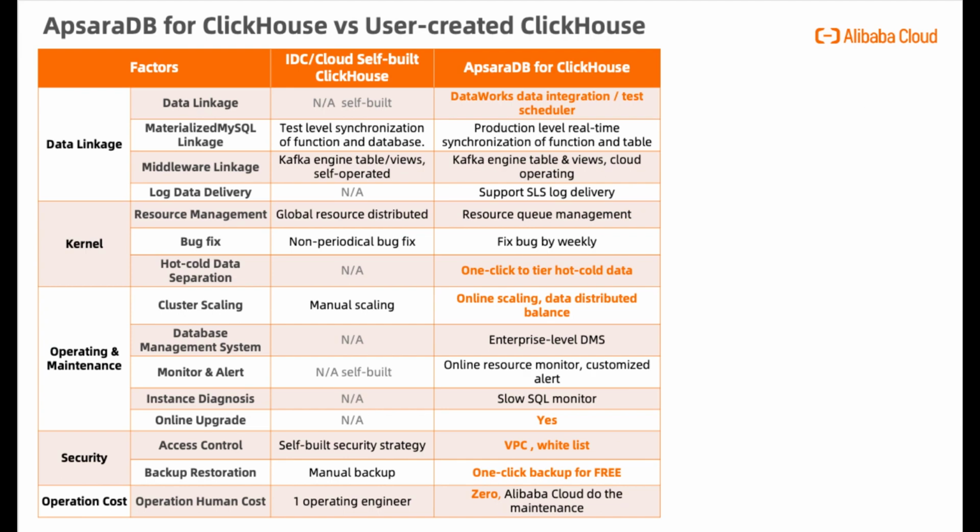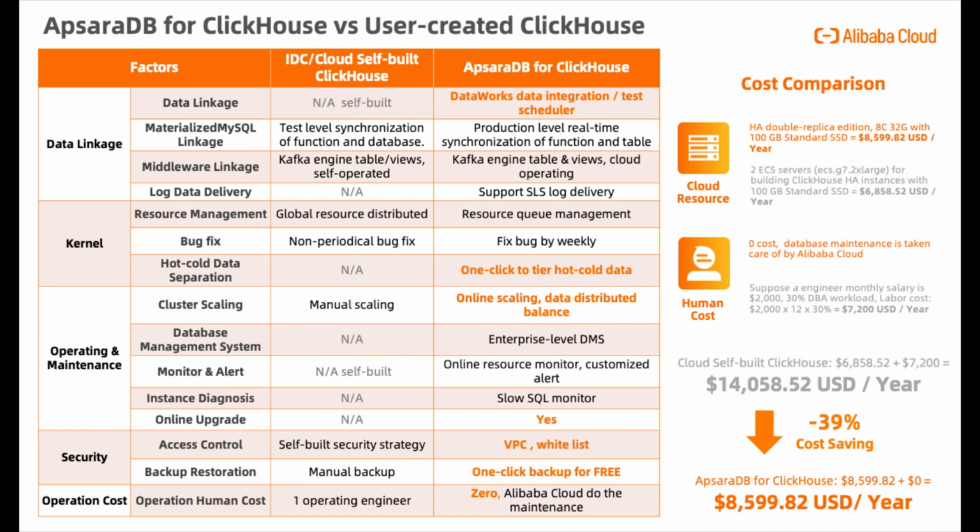And the last part is the operation cost. Generally, especially for our enterprise customers, you require at least one operating engineer. However, if you use ApsaraDB for ClickHouse on Alibaba Cloud, you need zero human cost on operation, because Alibaba Cloud does the maintenance for you. So we are talking about cost, right? Let's see the cost comparison between self-built ClickHouse and ApsaraDB for ClickHouse.